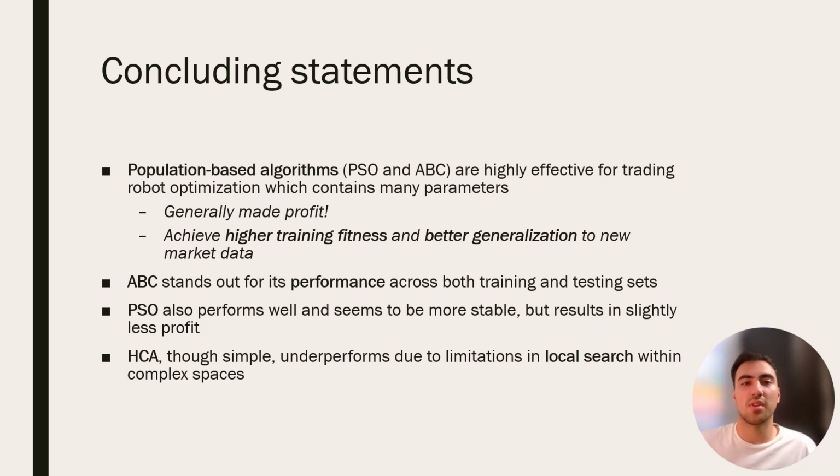Among the two, ABC stood out for its high average final capital on test data, while PSO followed closely behind by around $300. ABC seemed to have more instability in the training data with a larger range. However, this was due to the higher best value that it had. In contrast, the hill climbing algorithm consistently underperformed, highlighting the limitations of greedy local search strategies in complex multimodal search spaces.